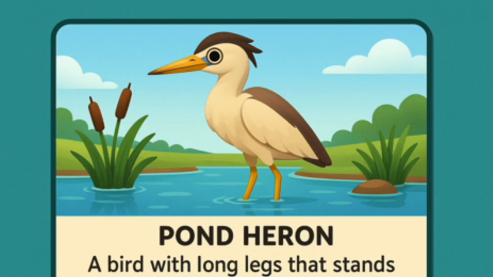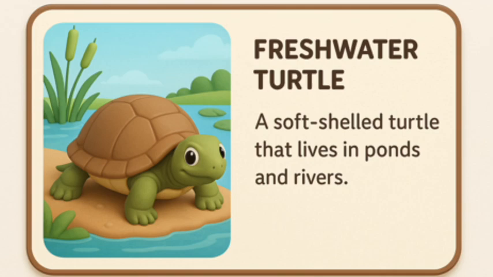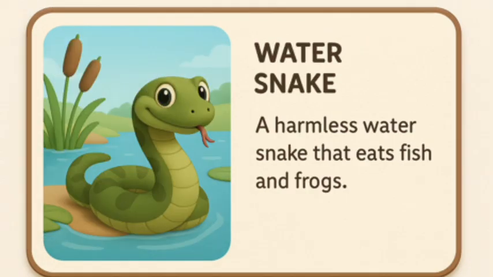3. Pond heron, a bird with long legs that stands still to catch fish. 4. Freshwater turtle, a soft-shelled turtle that lives in ponds and rivers. 5. Water snake, a harmless water snake that eats fish and frogs.